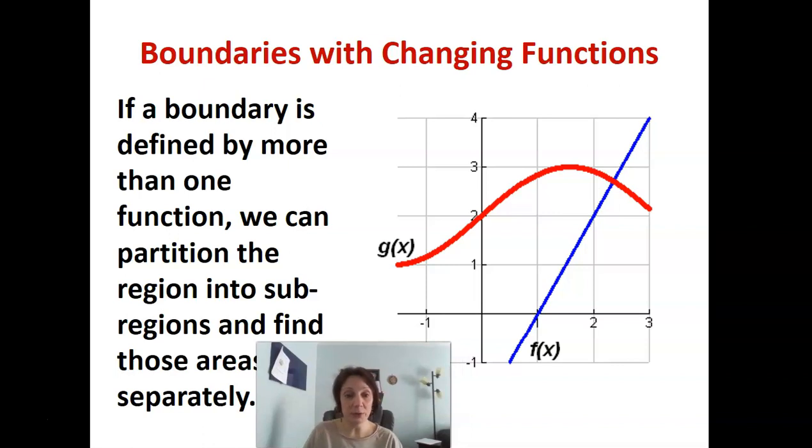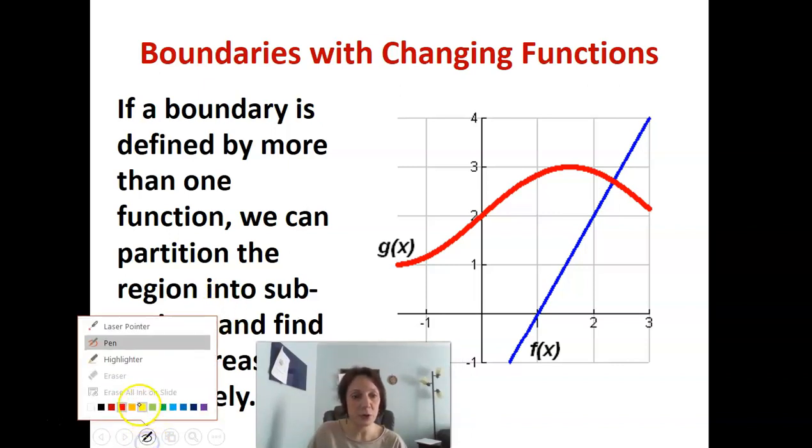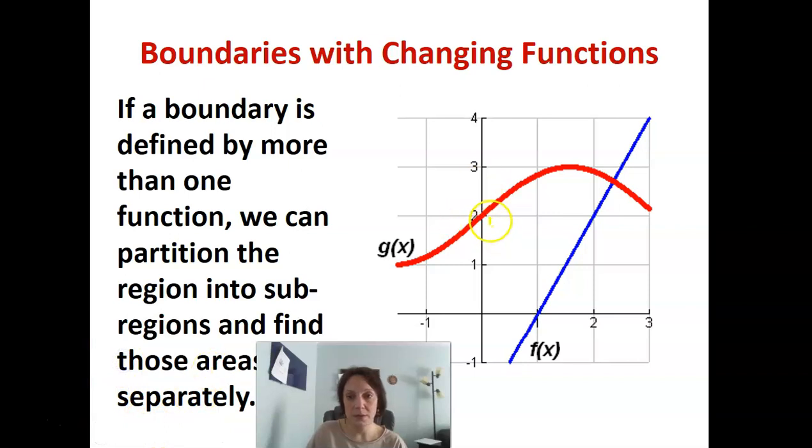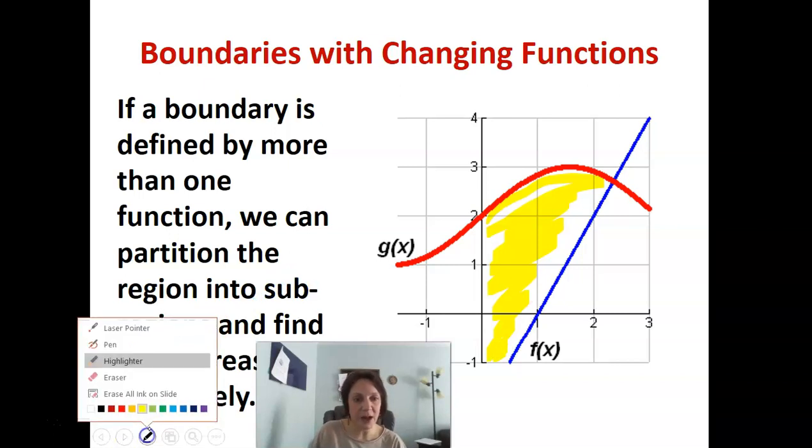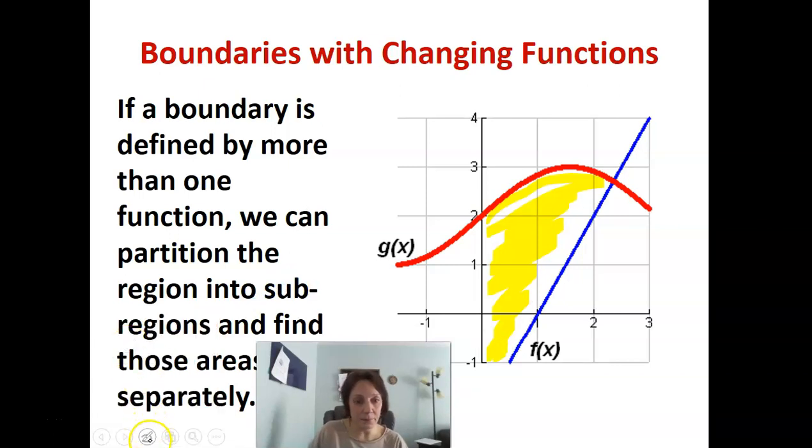So for example, if you look at this area here in the first quadrant, let's look at this area right here. If you try to define the boundaries for this area, you may see that along the top, my upper boundary is consistent. My upper boundary is g of x the whole way from 0, where this area starts, over to this intersection point where it ends. On the bottom, however, it is a different story.